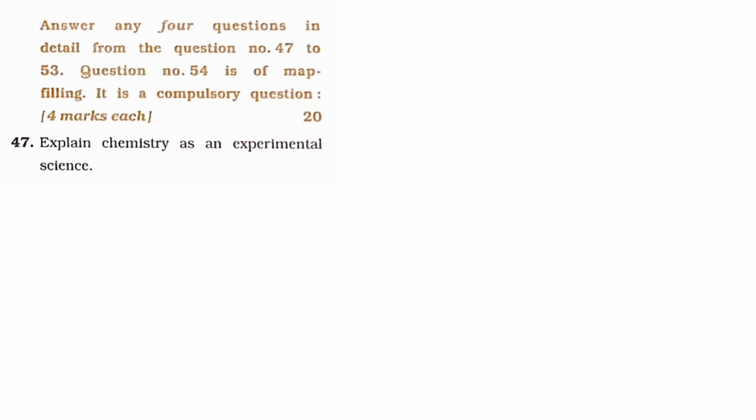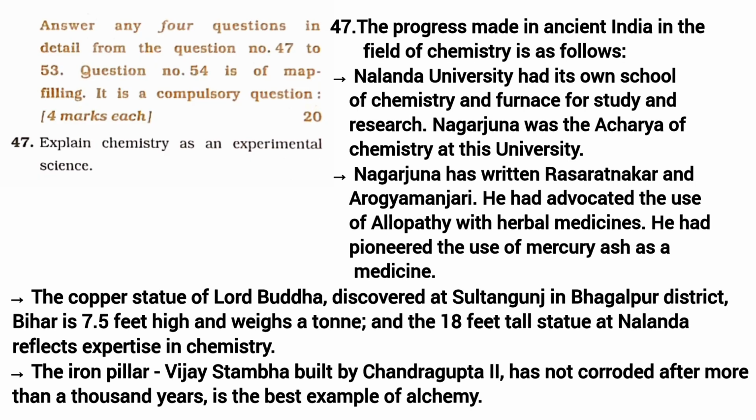Question number 47. Explain chemistry as an experimental science. Answer. The progress made in ancient India in the field of chemistry is as follows. Nalanda University has its own school of chemistry and furnace for study and research. Nagarjuna was the Acharya of chemistry at this university. Nagarjuna has written Ras Ratnakar and Arogya Manjari. He had advocated the use of allopathy with herbal medicines. He had pioneered the use of mercury ash as a medicine.